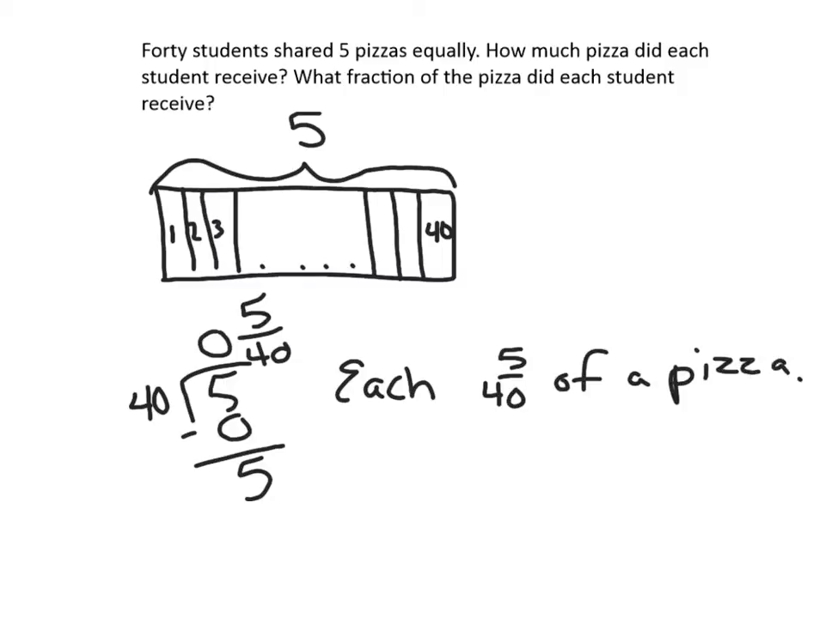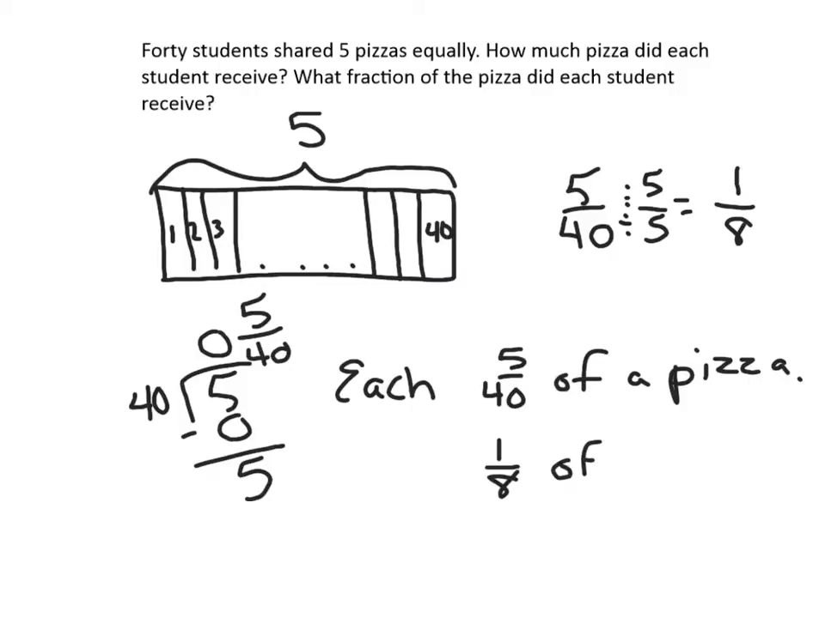Well, 5/40ths doesn't really tell me much because when I think of pizzas, I'm not going to have them each split into 40ths. So let's simplify that number, 5/40, and see if we can get something that would make more sense when talking about pizza. Can we divide 5 and 40 by the same number? Sure, we could divide them both by 5, or 5/5. 5 divided by 5 is 1. 40 divided by 5 is 8. So does it make more sense? Each student's going to get 1/8 of a pizza? Well, yeah, because usually pizza is split into 8 slices. So each student's going to get 1/8 of a pizza, which most likely is 1 slice of pizza.